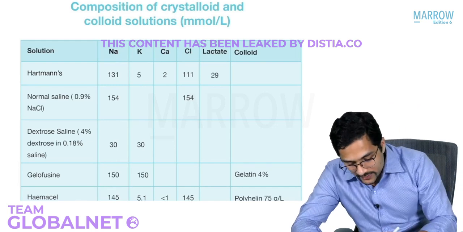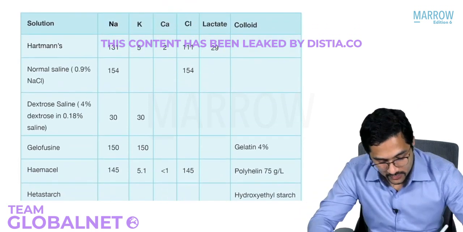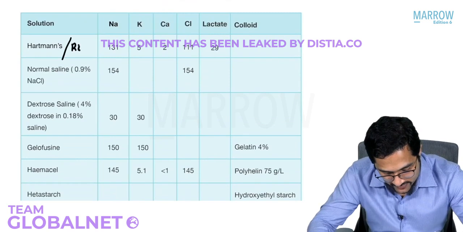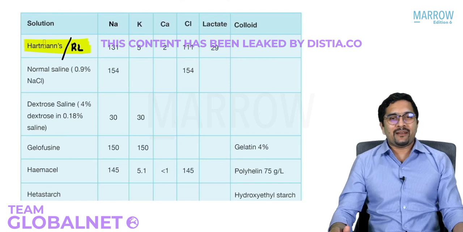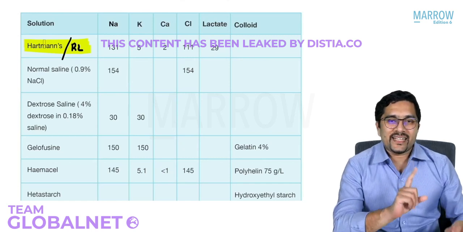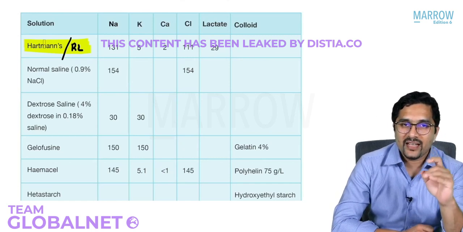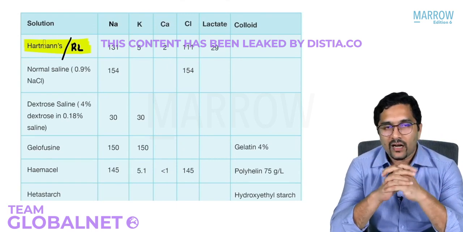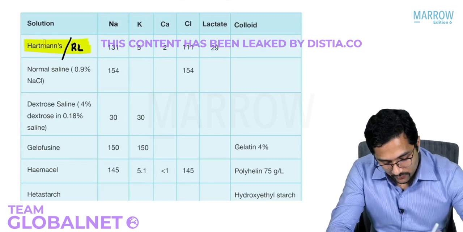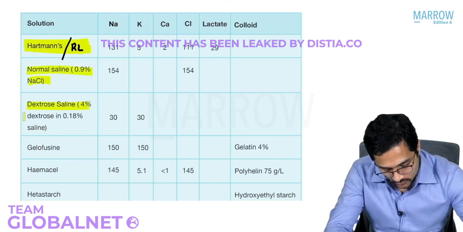So the crystalloid solutions are Hartmann's solution. Hartmann's is also known as Ringer lactate. You should know this because a lot of times in the exam, they will not mention Ringer lactate, they will mention Hartmann solution and you can get confused. So please don't get confused. Ringer lactate and Hartmann's is the same. You can have normal saline, dextrose normal saline.